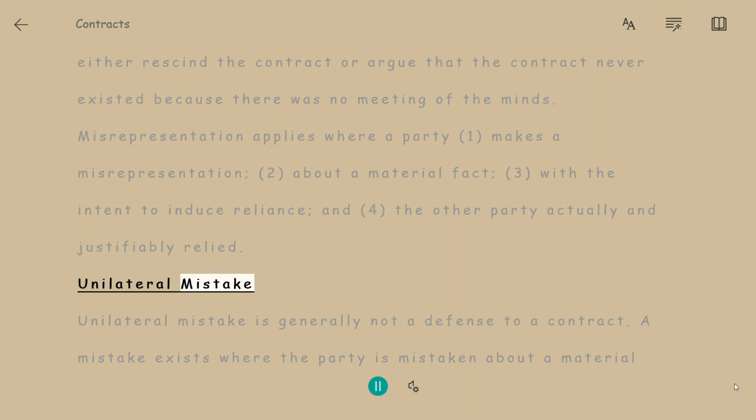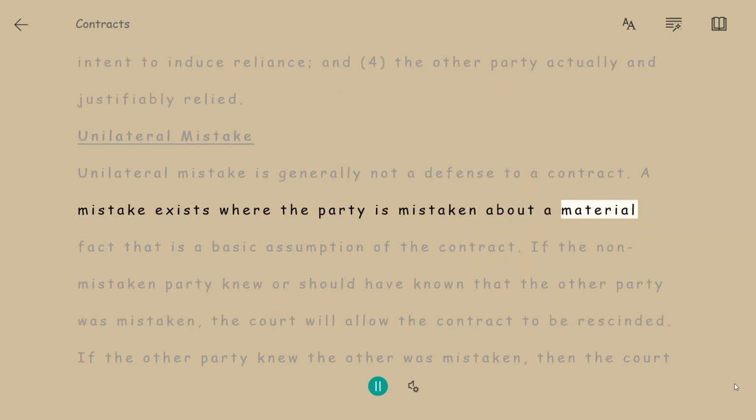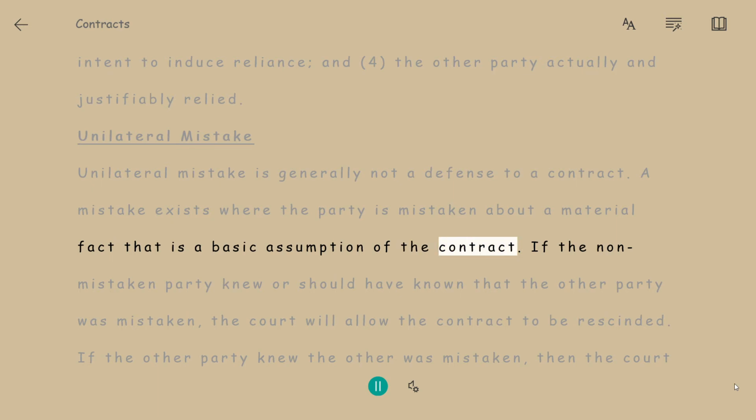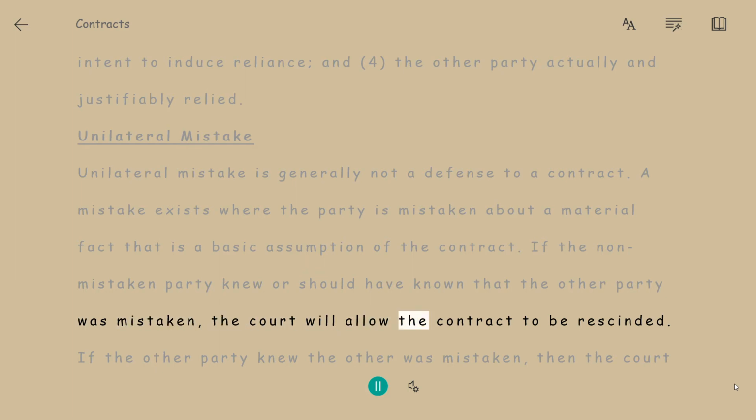Unilateral mistake. Unilateral mistake is generally not a defense to a contract. A mistake exists where the party is mistaken about a material fact that is a basic assumption of the contract. If the non-mistaken party knew or should have known that the other party was mistaken, the court will allow the contract to be rescinded.